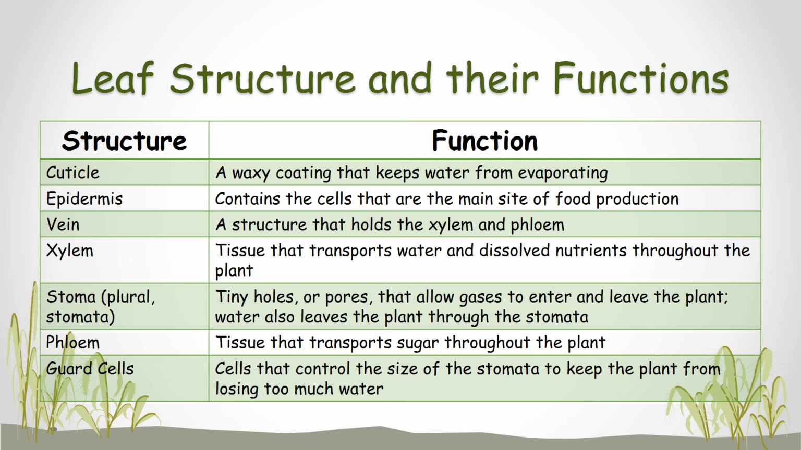The phloem. Phloem is tissue that transports sugar throughout the plant. And finally, guard cells. Guard cells are cells that control the size of the stomata to keep the plant from losing too much water. This is a chart you may want to copy and add to your notes for future reference.